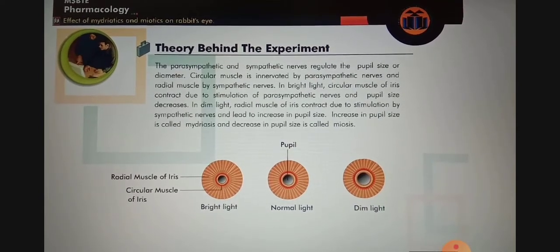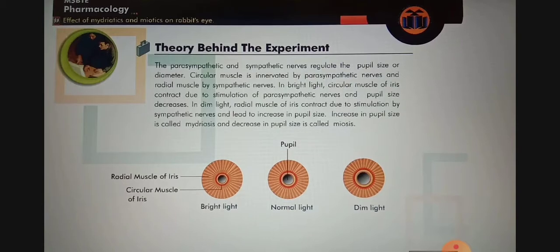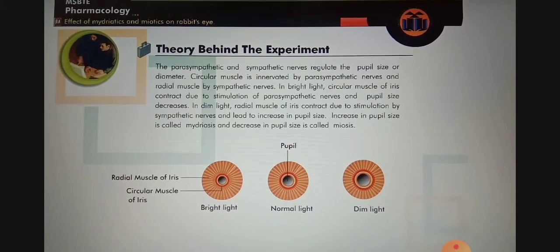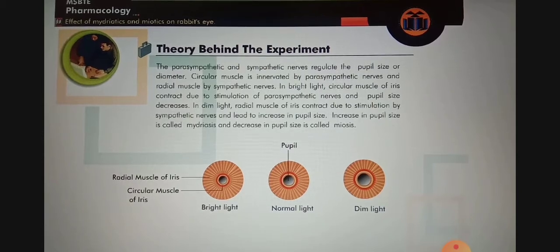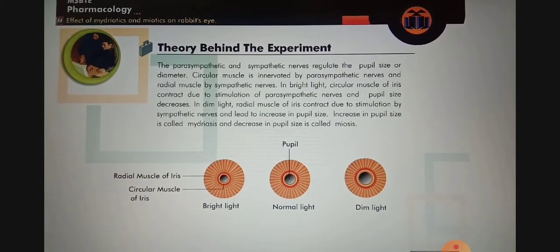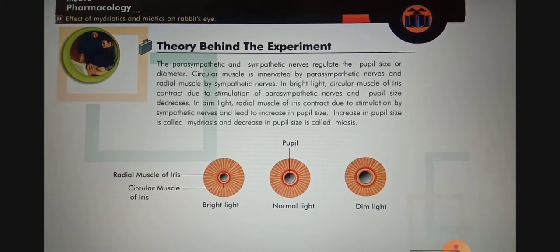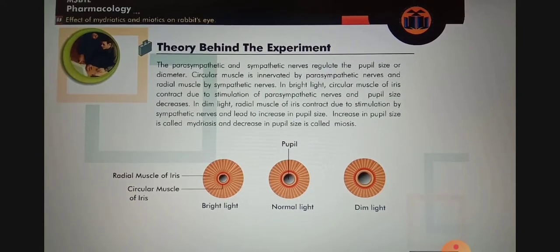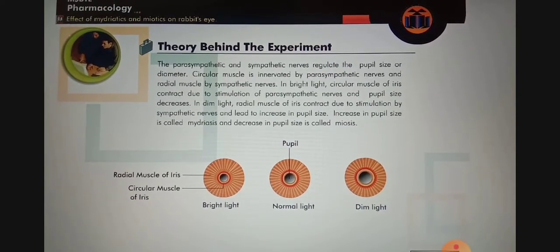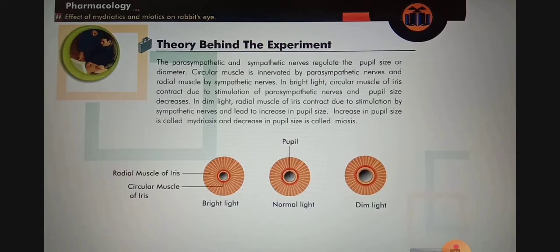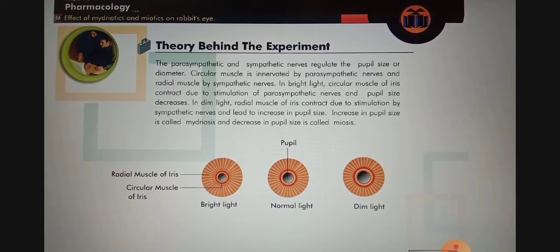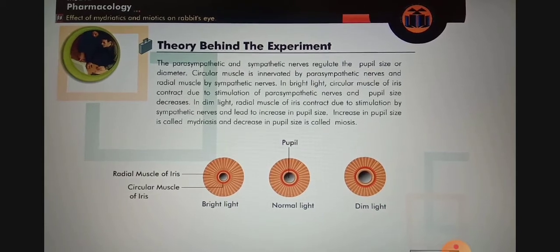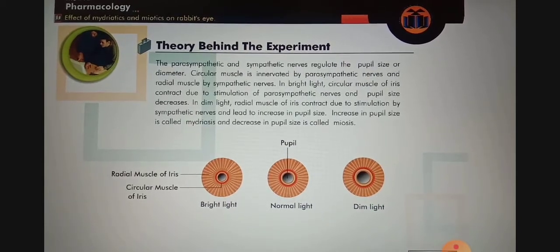In bright light, the circular muscle of the iris contracts due to stimulation of parasympathetic nerves and pupil size decreases. In dim light, the radial muscles of the iris contract due to stimulation by sympathetic nerves and this leads to an increase in pupil size. Increase in pupil size is called mydriasis and decrease in pupil size is called miosis.